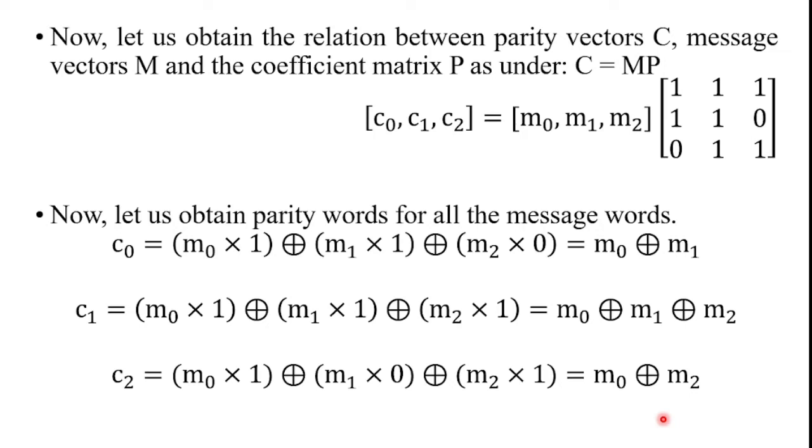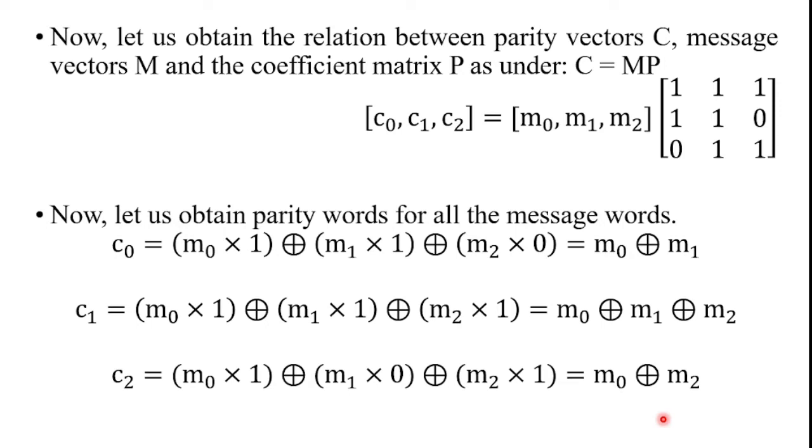Now there are 8 possible combinations of the message vector. For each possible combination of the message vector, we can first determine the parity vectors, and after that we get the complete structure of the code word.